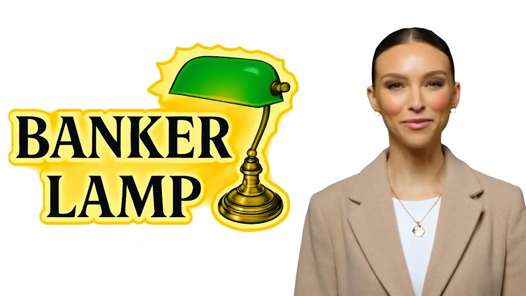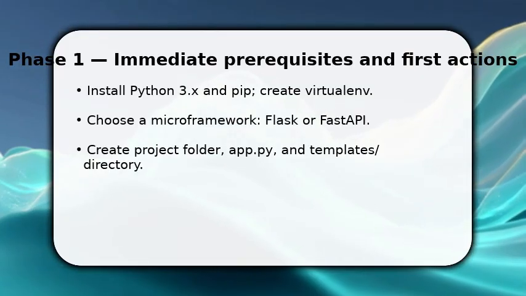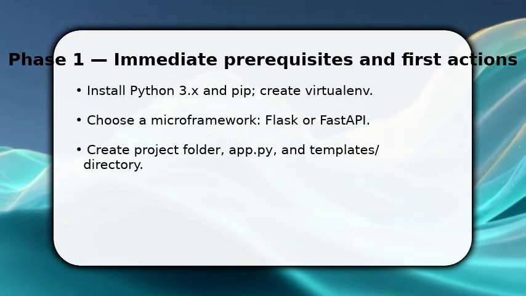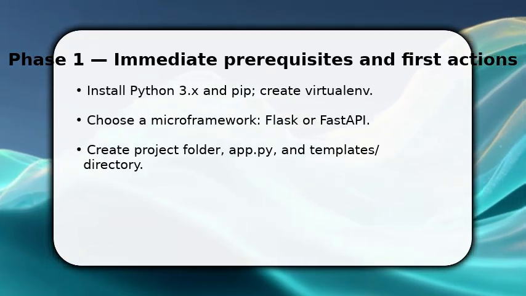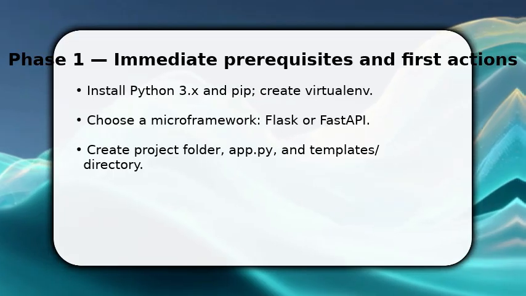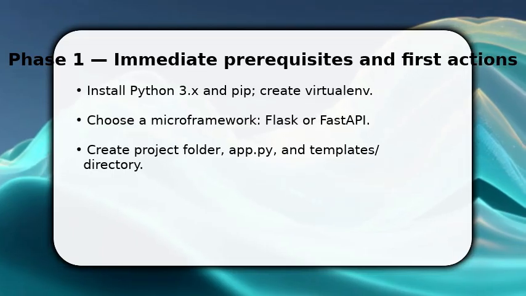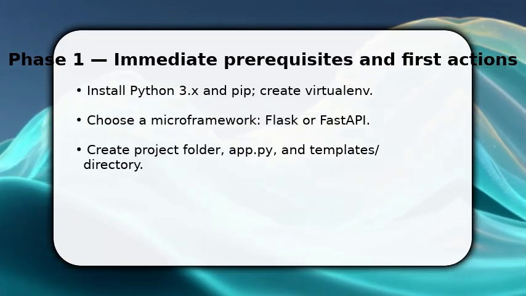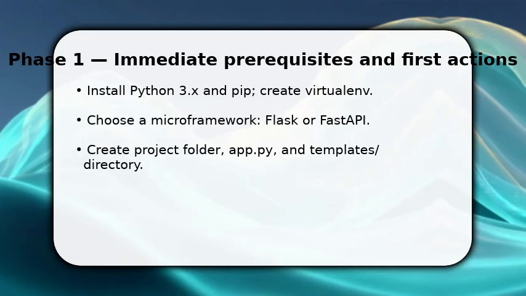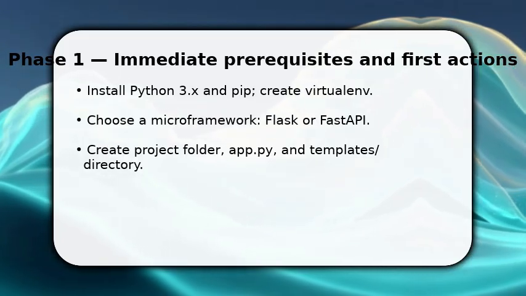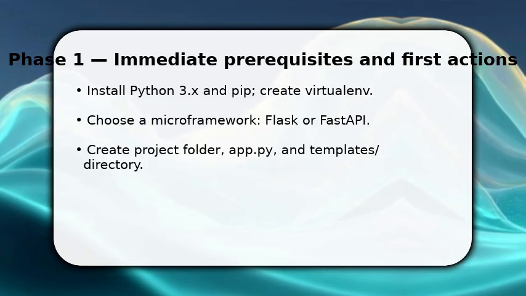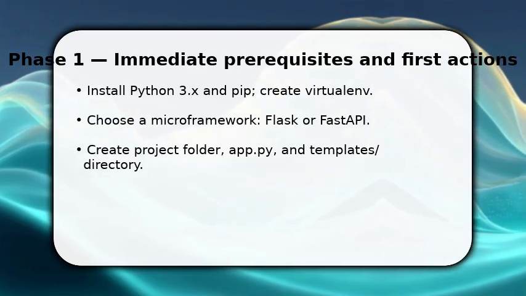Please enjoy the video. You start by preparing a minimal environment. Install Python 3. Set up a virtualenv, and pip install Flask or FastAPI so dependencies stay isolated. Once done, create a project folder with app.py and a templates directory for HTML. You do this now because having a small, reproducible workspace avoids path errors later.